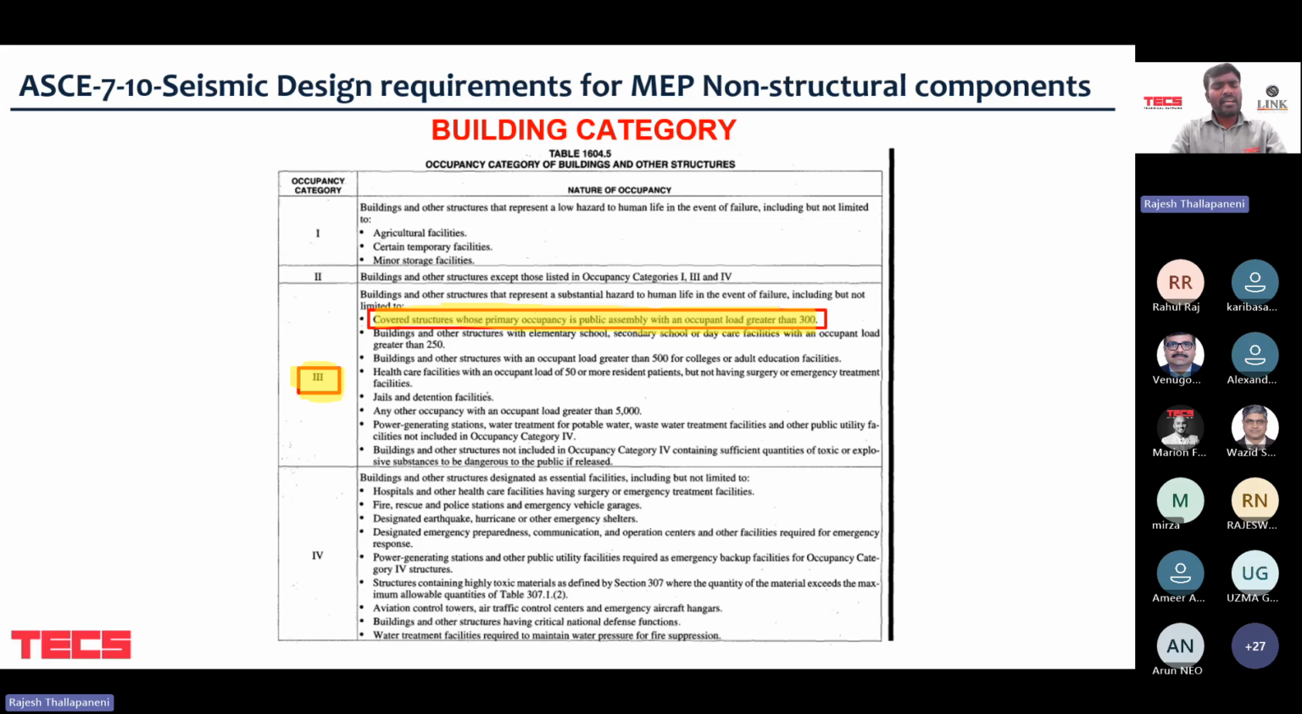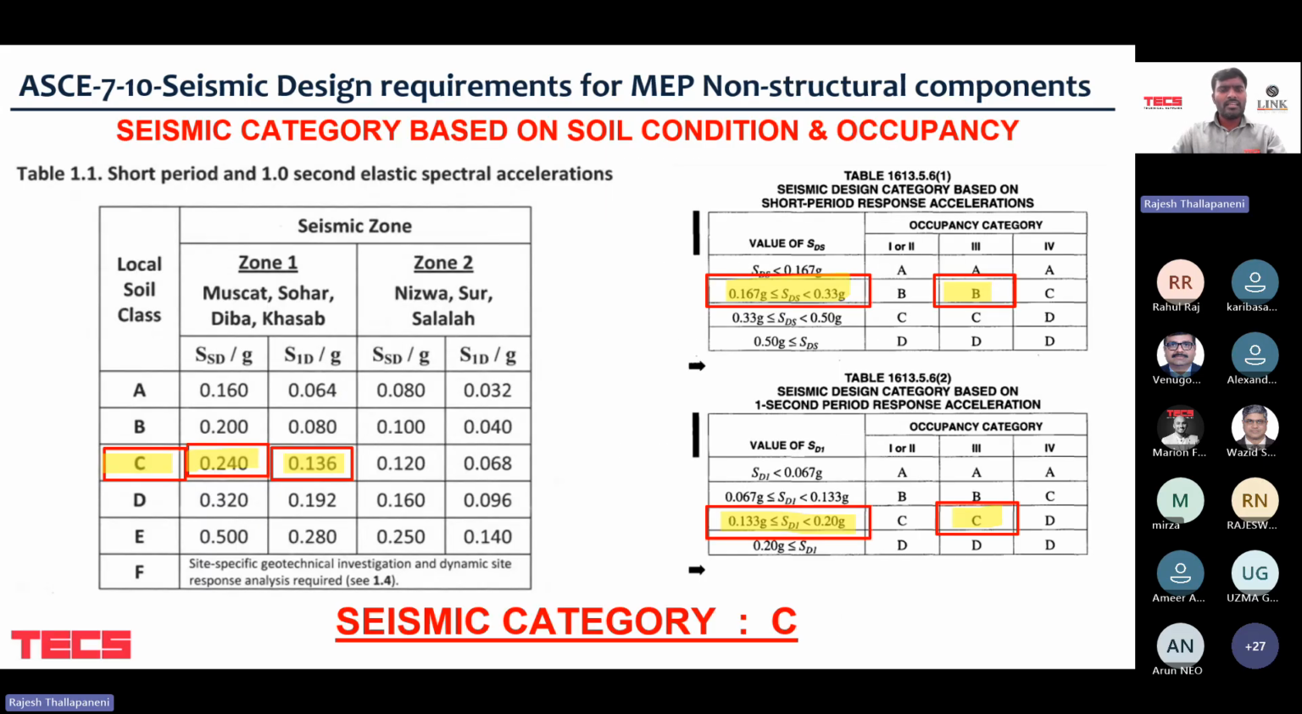There are predefined building types. For example, a hospital with surgical facility and emergency treatment falls under category 4. So with these basic guidelines from the code, we can decide which category the building falls under. I'm assuming that the building falls under category 3. So with this, we got the third input.